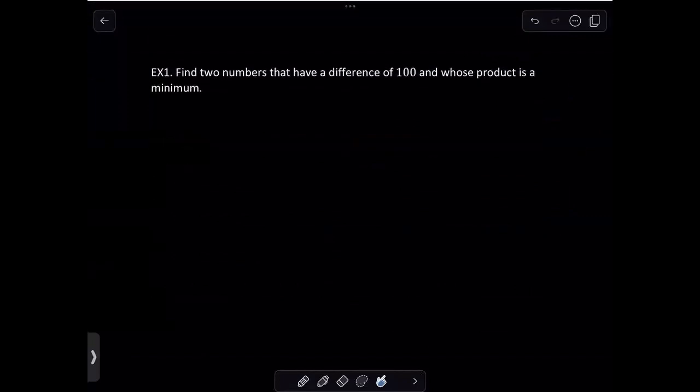All right, here's example 1. You need to find two numbers that have a difference of 100 and their product is a minimum. So take a minute, try this question, and then I'll go through the solution.